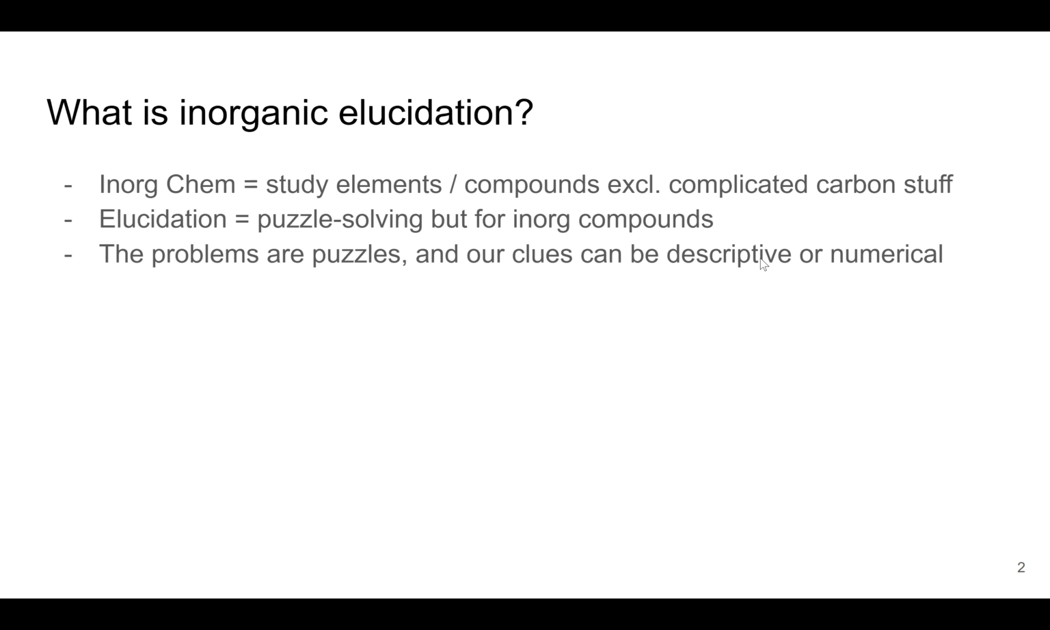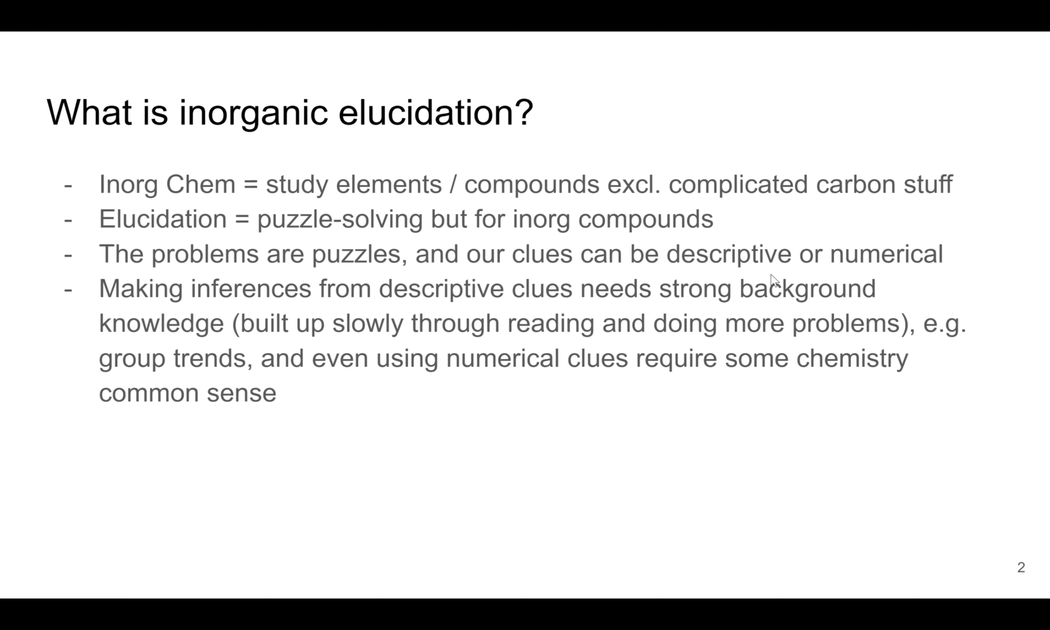And the problems you will be facing in the Olympiads will be like puzzles, and our clues can be descriptive or numerical. As I said just now, descriptive clues include the colors and also the smells of compounds, while numerical clues include percentage by mass or the actual masses or the different yields or molar masses of compounds. So those are the numerical clues. So in this video, I'll be focusing more heavily on how to approach numerical clues rather than giving very specific examples for descriptive clues.